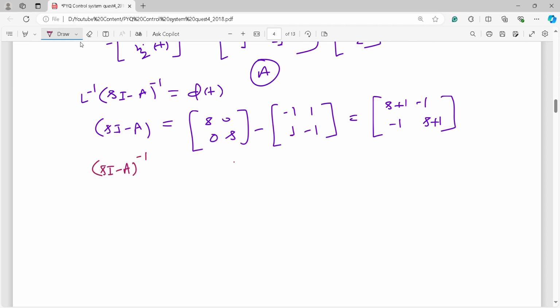Finally we need to do the matrix inverse here, and then the Laplace inverse. How to do that? I recommend that for a 2 by 2 matrix inverse, you should remember: for a 2 by 2 matrix A, B, C, D, what is the inverse? The inverse is the adjoint divided by the determinant.